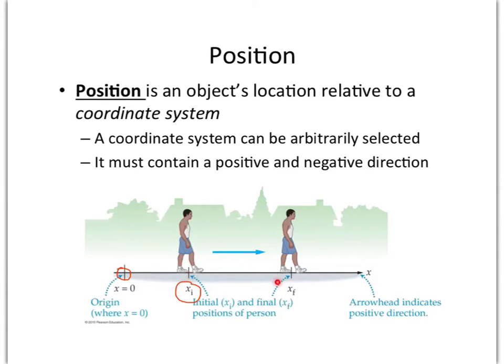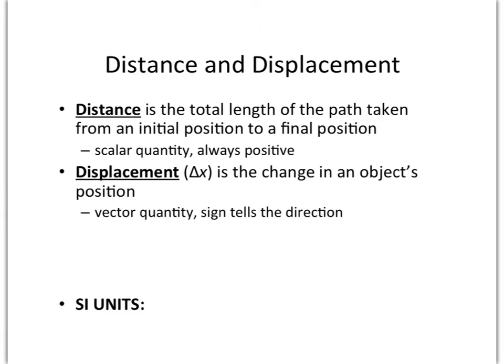And then, of course, you have him moving to a final position. The final position, x final, is that right there. So he has undergone some change in position. It's all with regards to a coordinate system that has a 0 point somewhere. So if you change your position, you move some distance, or you undergo some displacement. You are displaced from your original position.